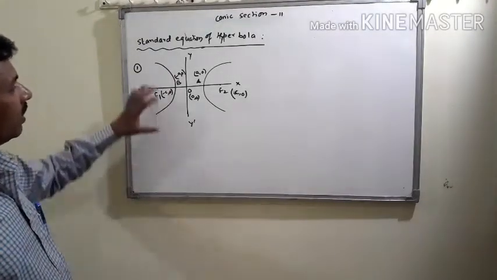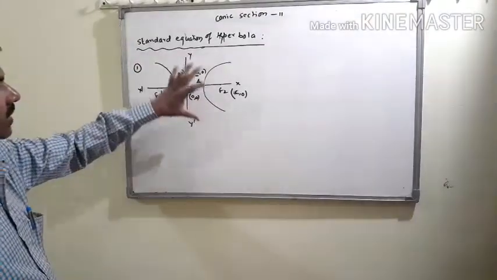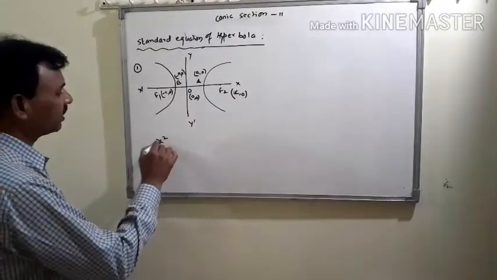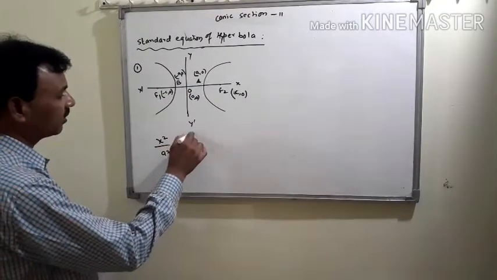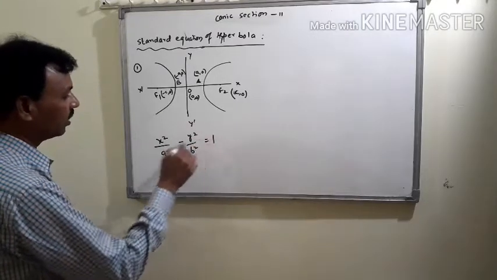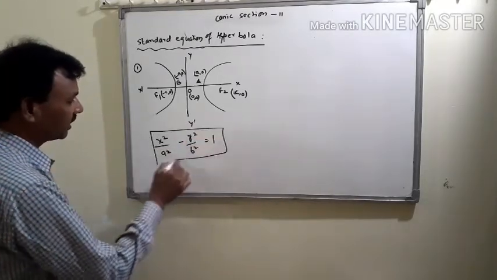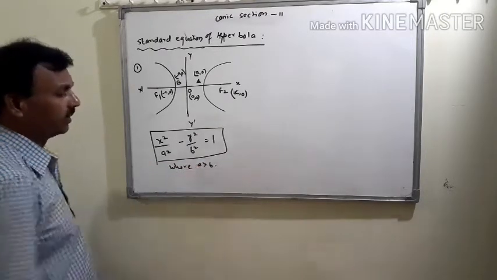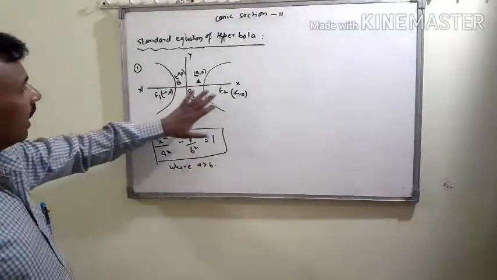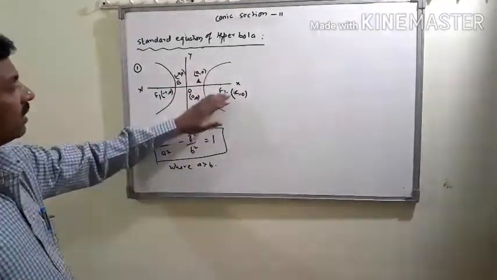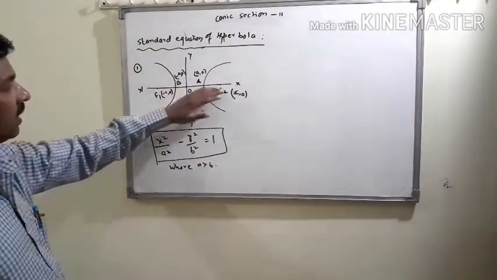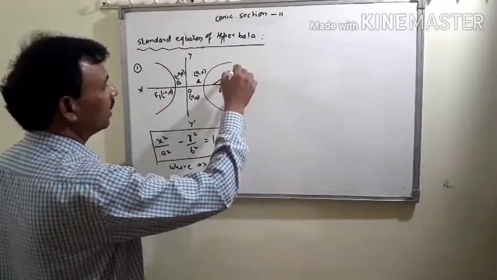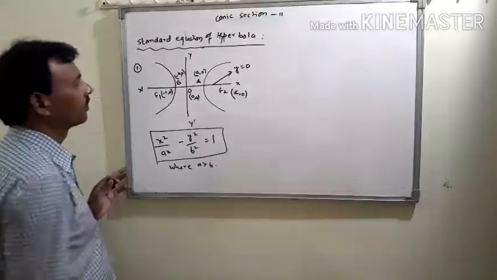Now what will be the standard equation of this hyperbola? The standard equation of the hyperbola will be x square upon a square minus y square upon b square equal to 1. This is the standard equation of the hyperbola where a is greater than b. Here the axis of this hyperbola is the x-axis. That means the equation of the axis of the hyperbola is y equal to 0.